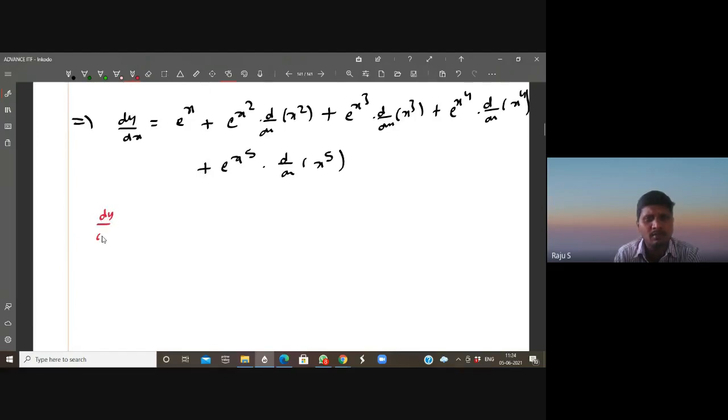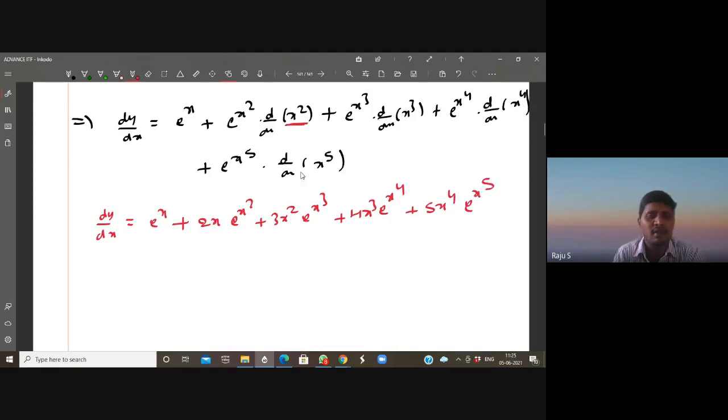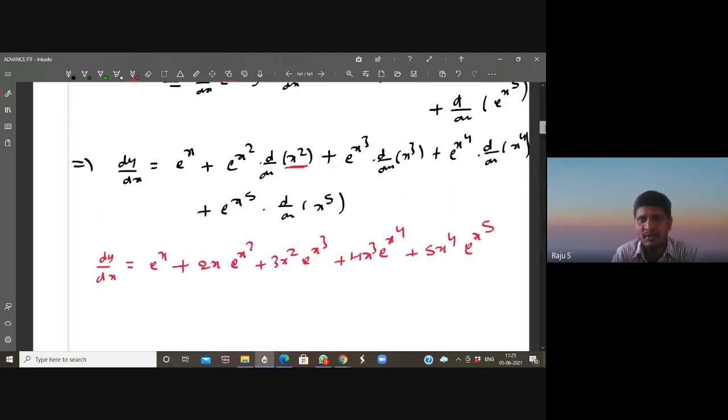dy by dx is equal to e power x. X square derivative is 2x, so we get 2x into e power x square. Then 3x square into e power x cube. 4x cube into e power x power 4. 5x power 4 into e to the power of x power 5. Is that clear? Or any doubt? Very simple question.